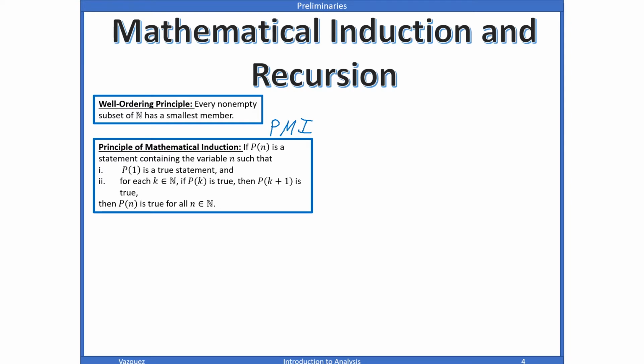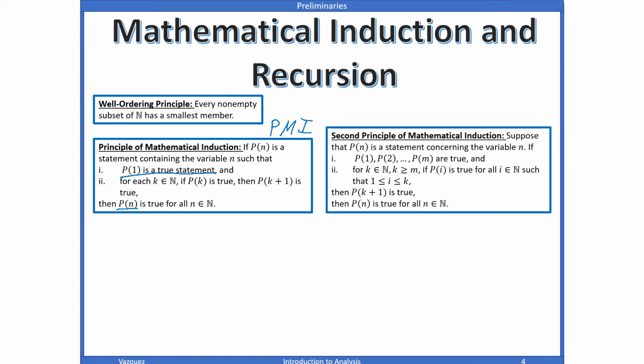So here, if P of n is a statement containing the variable n, such that P of 1 is a true statement, and that for each k in the natural numbers, if P of k is true, then P of k plus 1 is also true, then P of n is true for all n in the natural numbers. That's the principle of mathematical induction.